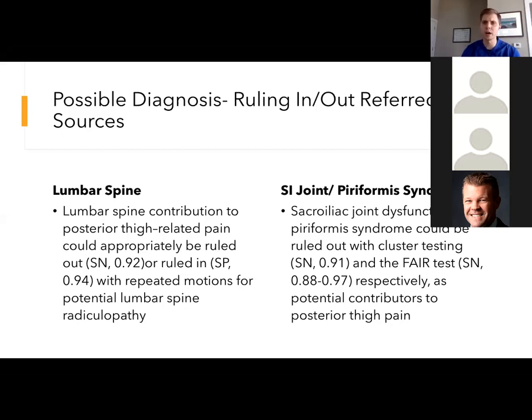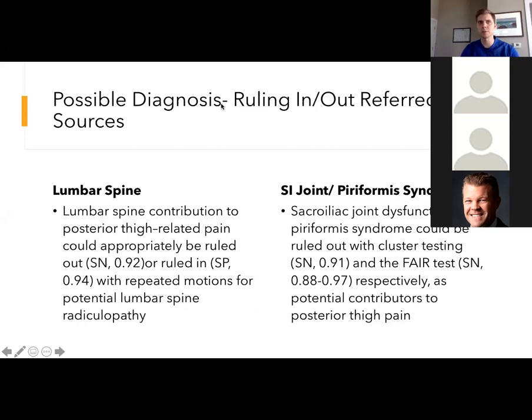Next, we have the ruling out tests for SI joint or piriformis syndrome. Raymond in this paper says that you can rule out with cluster testing, Laslett's cluster. And then you can also potentially rule out piriformis pain by performing a FAIR test here. And you can notice the sensitivity being high for this test. So the FAIR test is distinguishable from the FADER test.